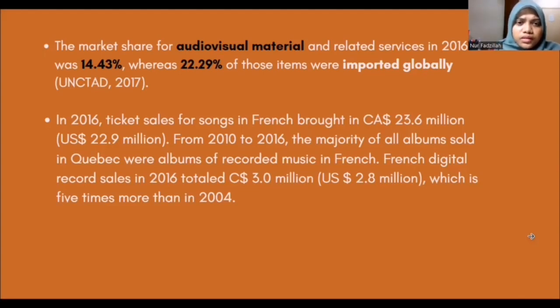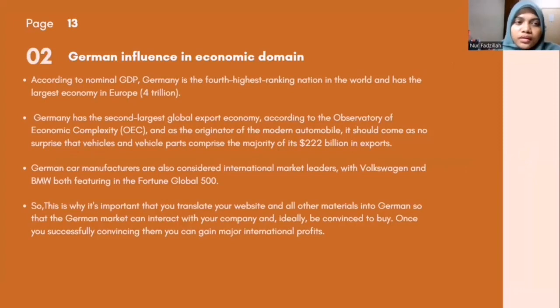In Quebec, the majority of albums sold are also in the French language. From here, we can see how the French language really influences the economy, such as music and entertainment. Next, we'll be looking at how German influences the economic domain.